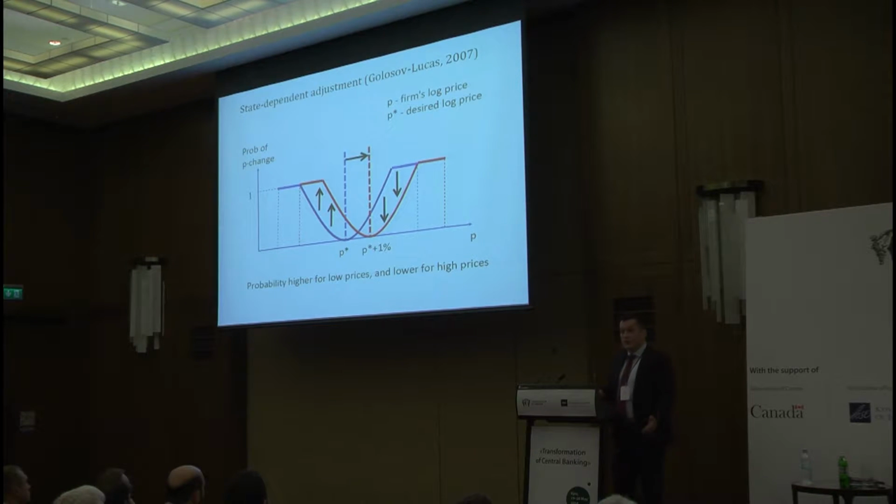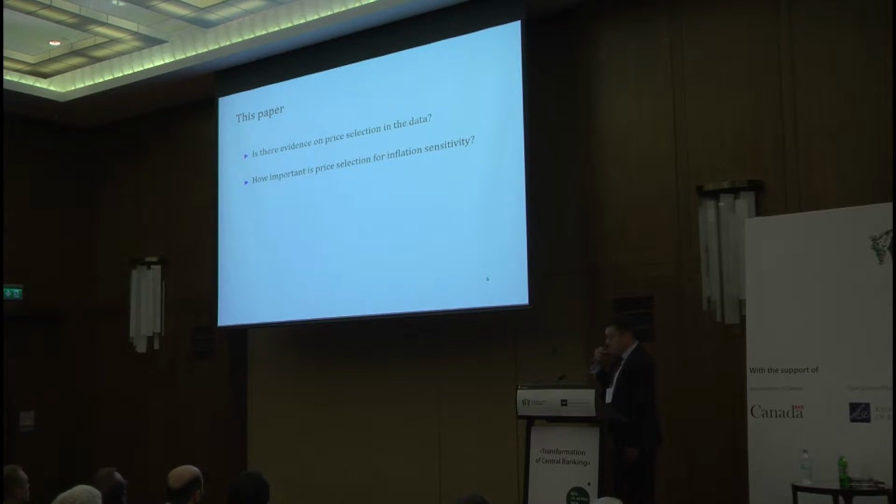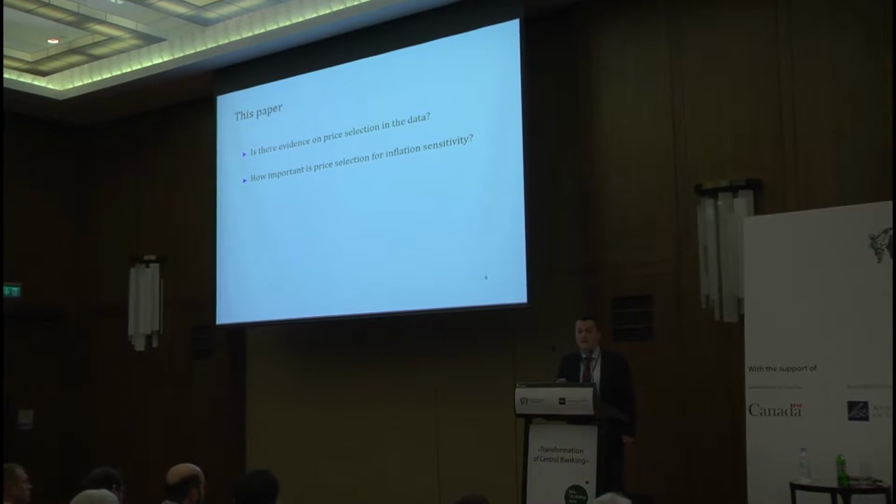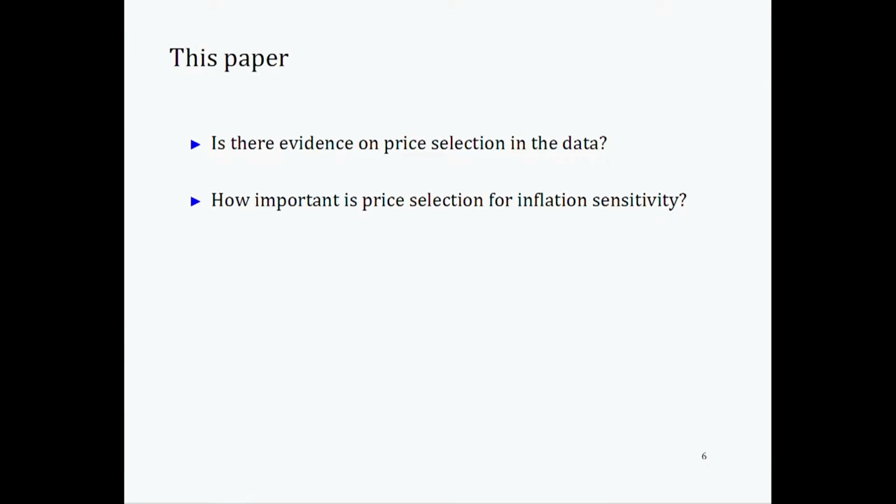So what we do in this paper, we make it very clear what we mean by price selection, and we propose a very simple measure of how to identify it in the data. So that's the whole paper. And that's what we ask. We ask, well, can we see the price selection in the data, and can we gauge the importance of the price selection mechanism for moving inflation up and down? And we're going to propose, as I said, a simple measure to do it.